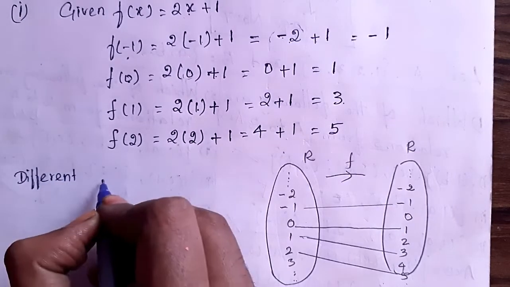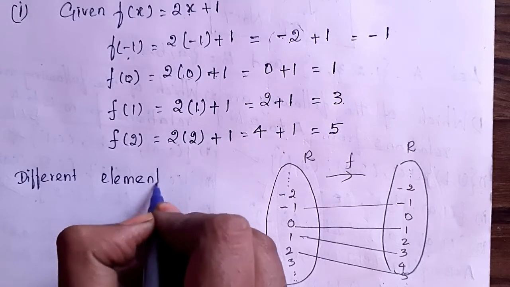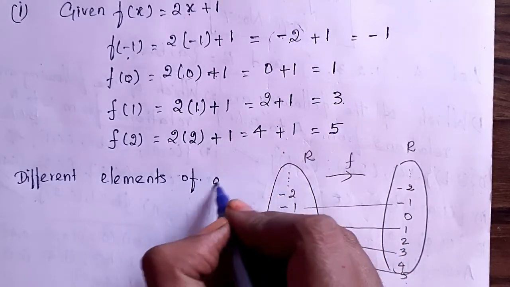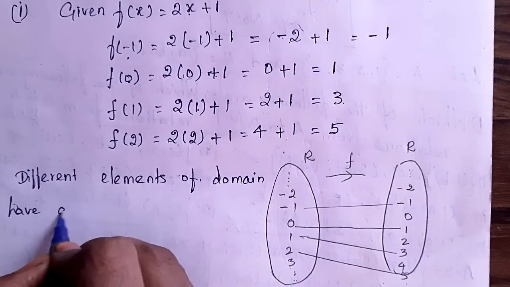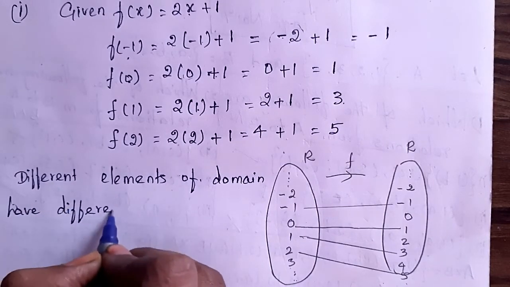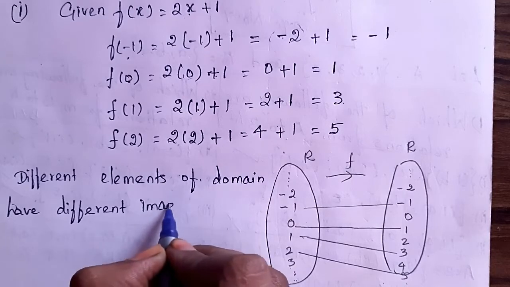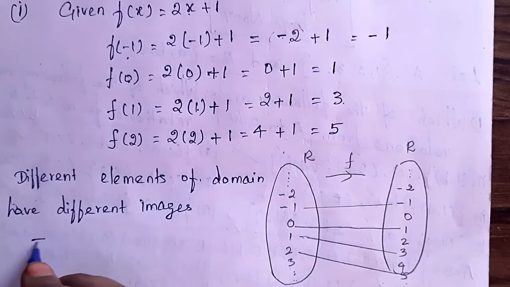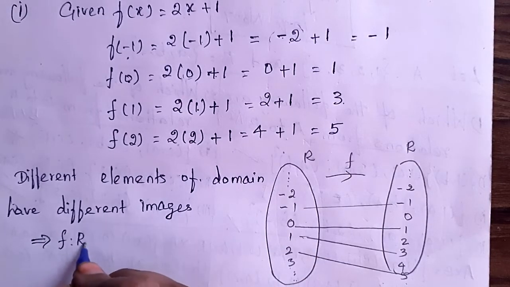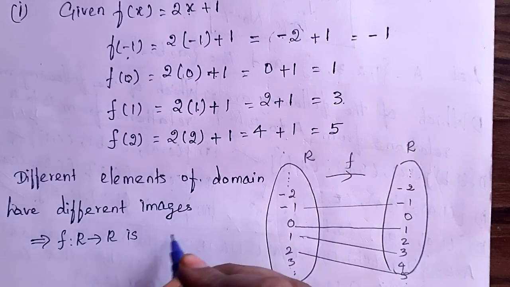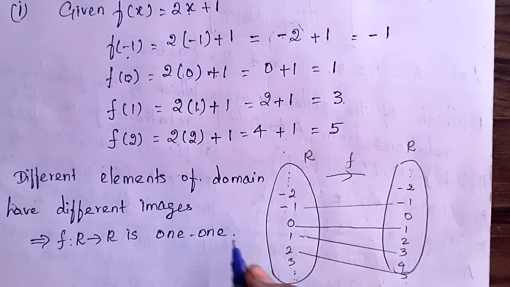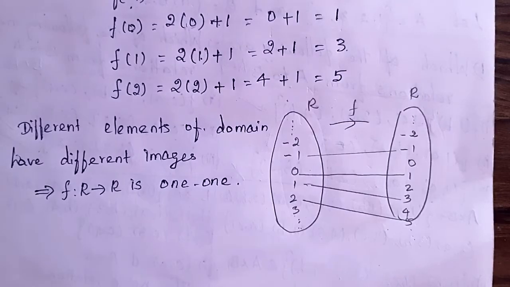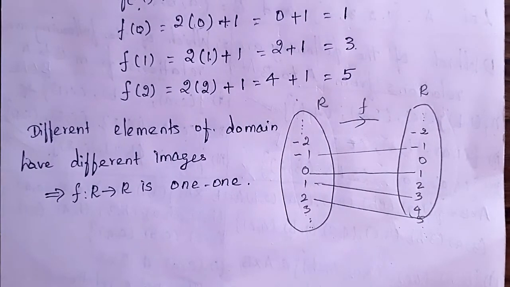So I can write: different elements of the domain have different images. That implies f from R to R is one-to-one function. Next we can check whether it is onto or not.